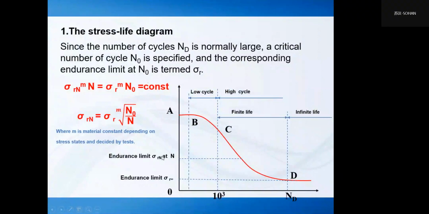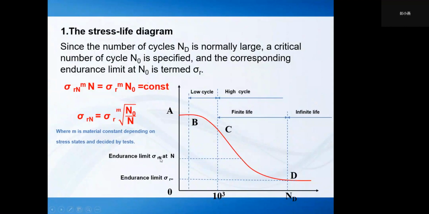Okay, let me see. This is the sigma Rn. It's the endurance limit at n. N is the cyclic number, okay? And when R is minus 1, the stress is completely reversed stress. So this is the endurance limit or fatigue stress of sigma minus 1n at cyclic number n.